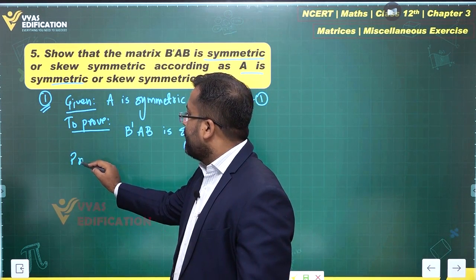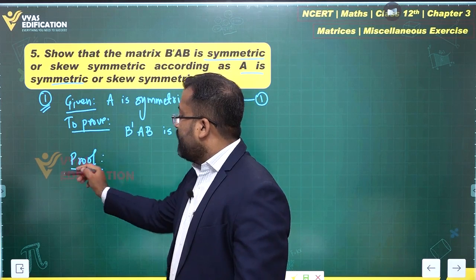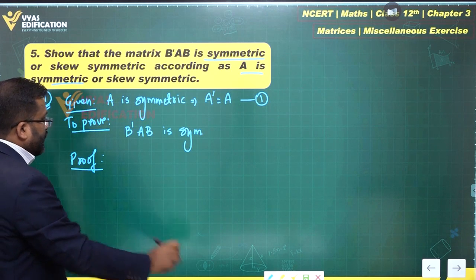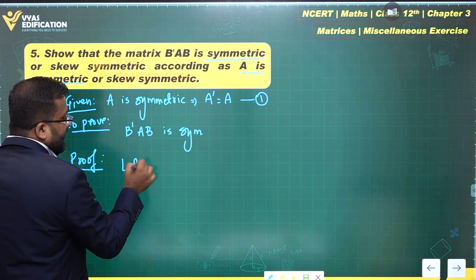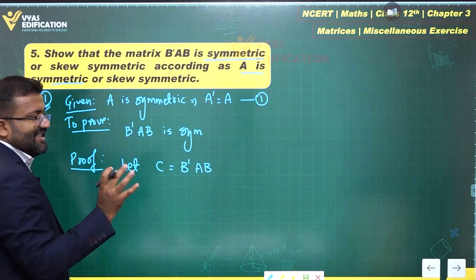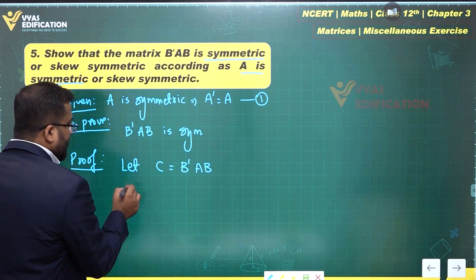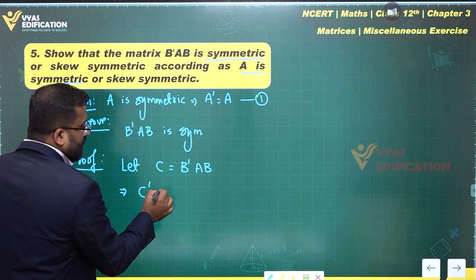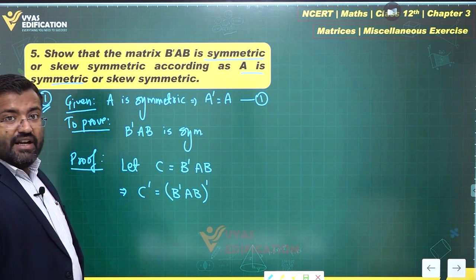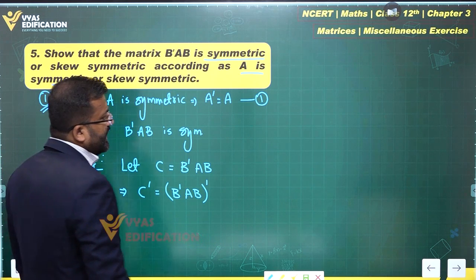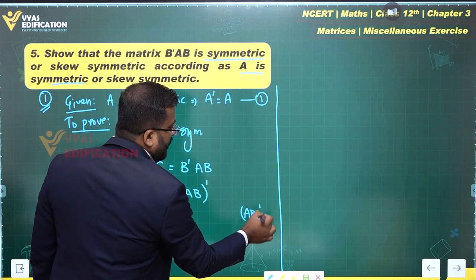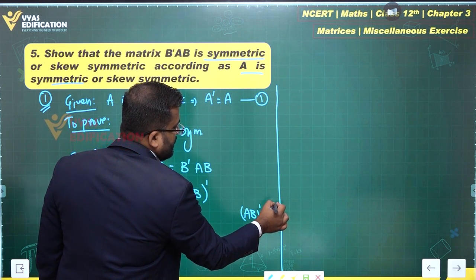Let's take a look at the proof. If you want to prove that this matrix is a symmetric matrix, let's try to take the transpose of this matrix first. So for doing that, let a matrix C equal B transpose AB. Then C transpose would be equal to (B transpose AB) whole transpose. This is what you'll be getting. Okay, and we know one of the properties of transpose. What is the property of transpose? The product (AB) whole transpose is equal to B transpose A transpose.